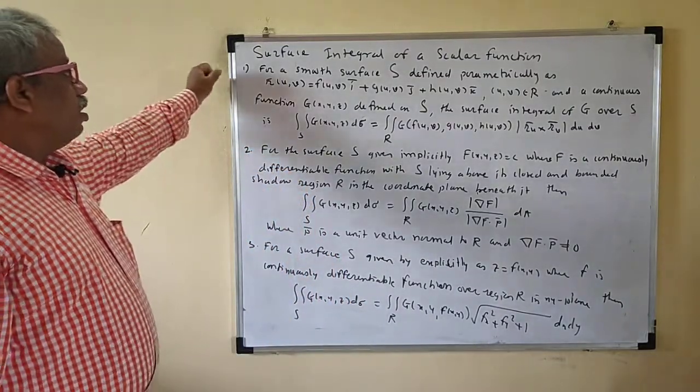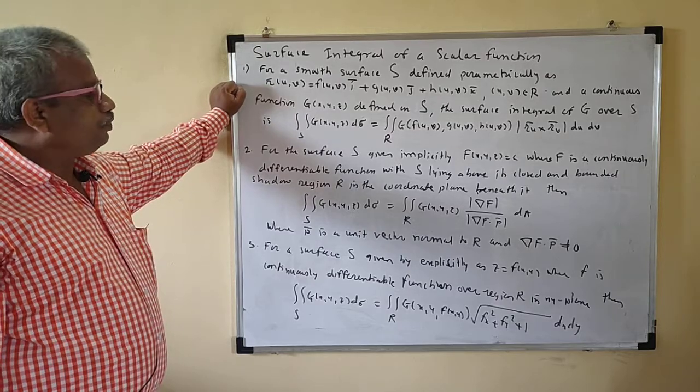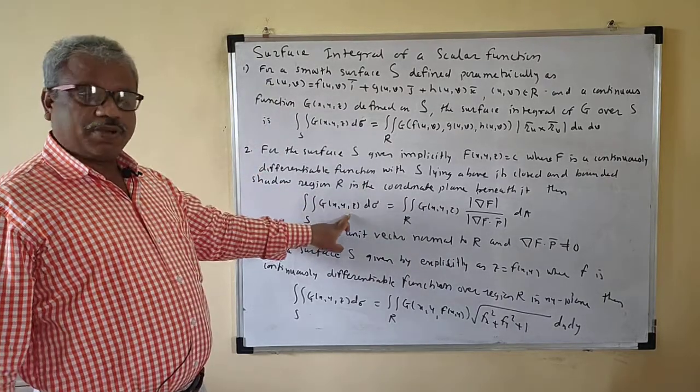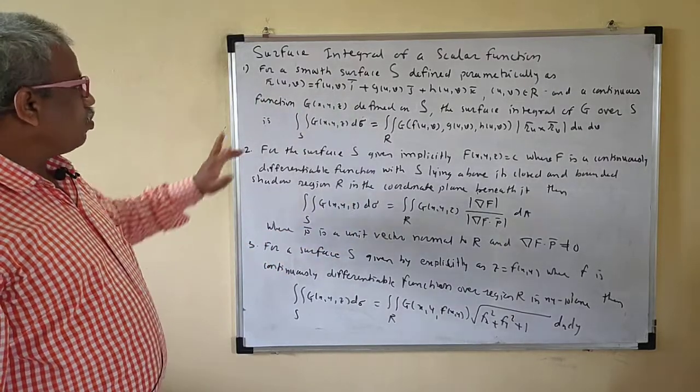Now we'll see how to evaluate the surface integral of the scalar point function. This is g of x, y, z, the scalar point function. These are the formulas for this one.